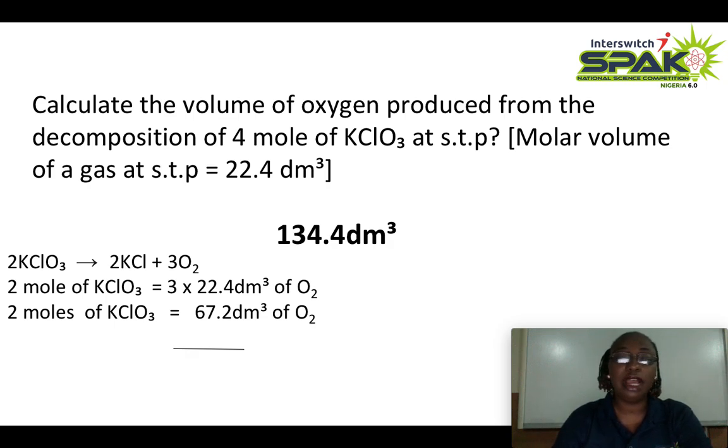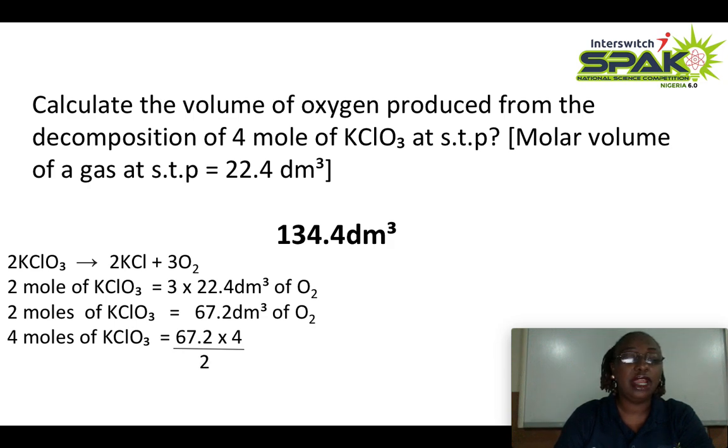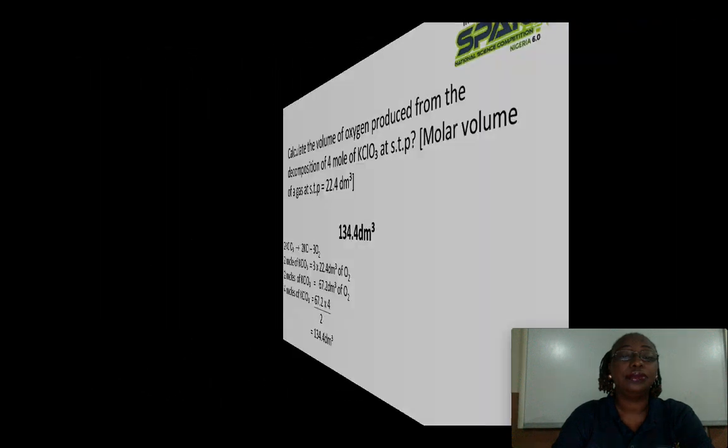So the molar volume of the gas, which is oxygen, is 22.4 dm³, and the mole ratio in front of oxygen is 3. So you have 3 times 22.4 dm³. So if 2 moles of KClO3 is giving 67.2 dm³ of oxygen, the 4 moles of KClO3 will give 67.2 times 4 divided by 2, which is 134.4 dm³. Did you get that? Okay, let's move on to the next question.